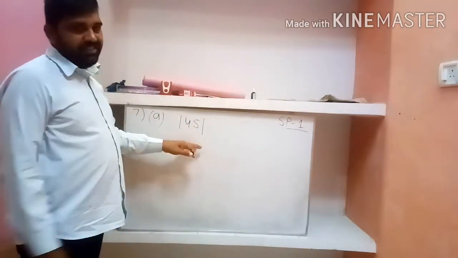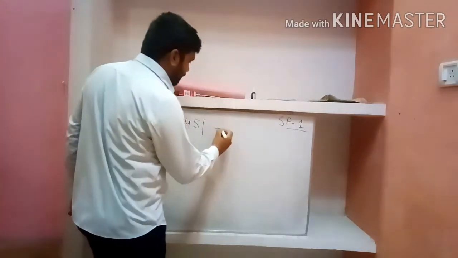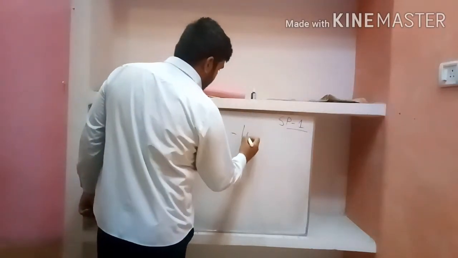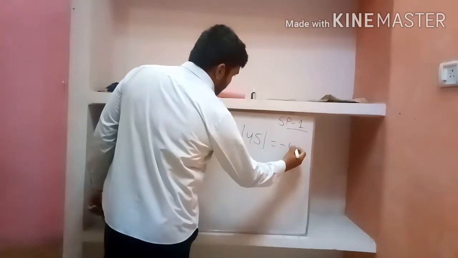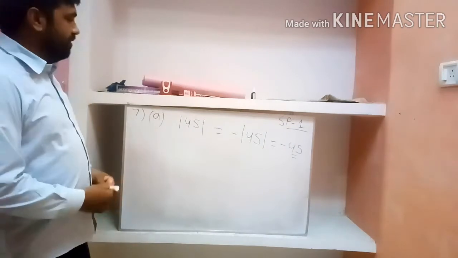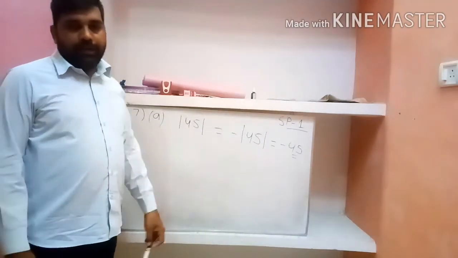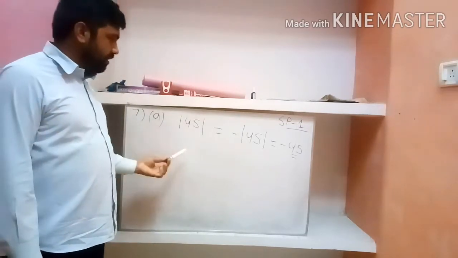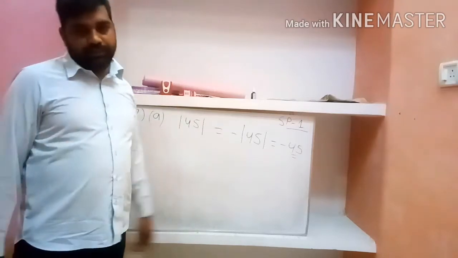Opposite means, the absolute value will always give you the positive number. Here, the opposite means put the minus before this, and this will give you minus 45. So absolute value always returns a positive answer. Whether inside the absolute value there is a negative integer or a positive integer, when you remove the absolute value, you will get the positive.